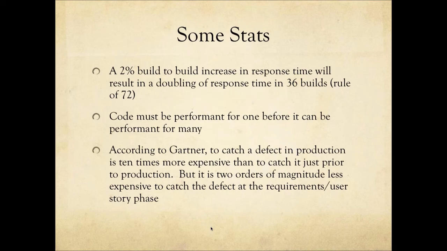Some stats which should scare you. A 2% change or a 2% increase in build to build will actually double your response time in a given area in 36 builds. Now, this comes from a concept of compound interest rates called the rule of 72, which is you take any number divided into 72, and that'll tell you approximately how many periods it takes to double your money.